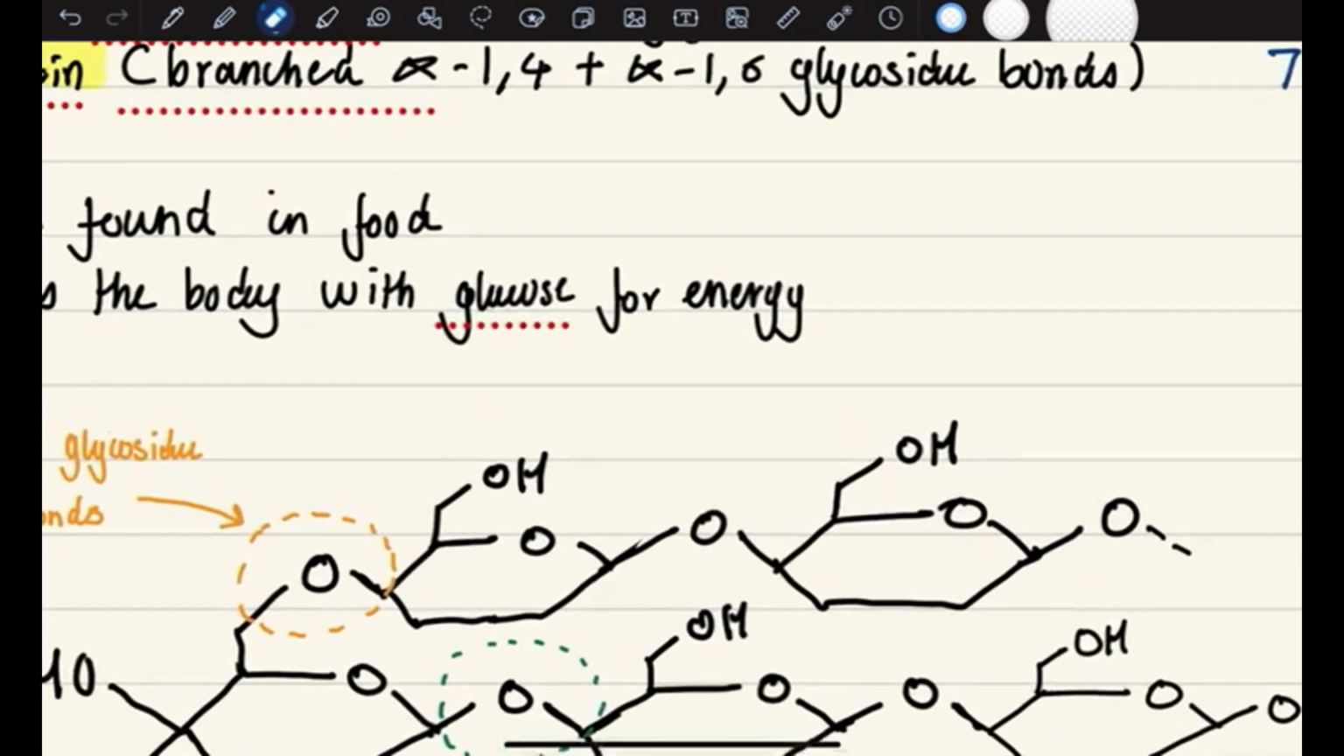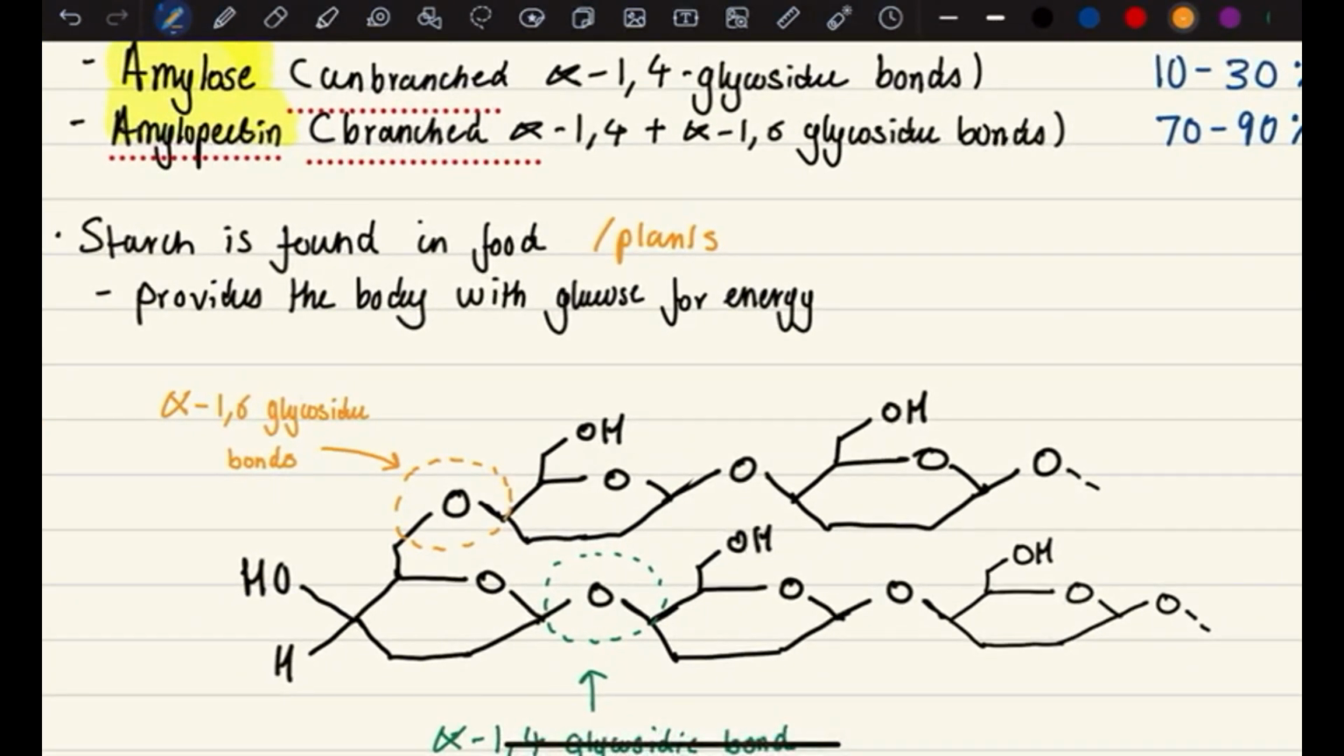Starch is going to be found in foods, mainly plants. You're going to find starch in food, and it just provides the body with glucose for energy. So as we know, glucose is going to be really important for respiration, for example. That's how we're going to make ATP so that all these metabolic processes can happen in the body.